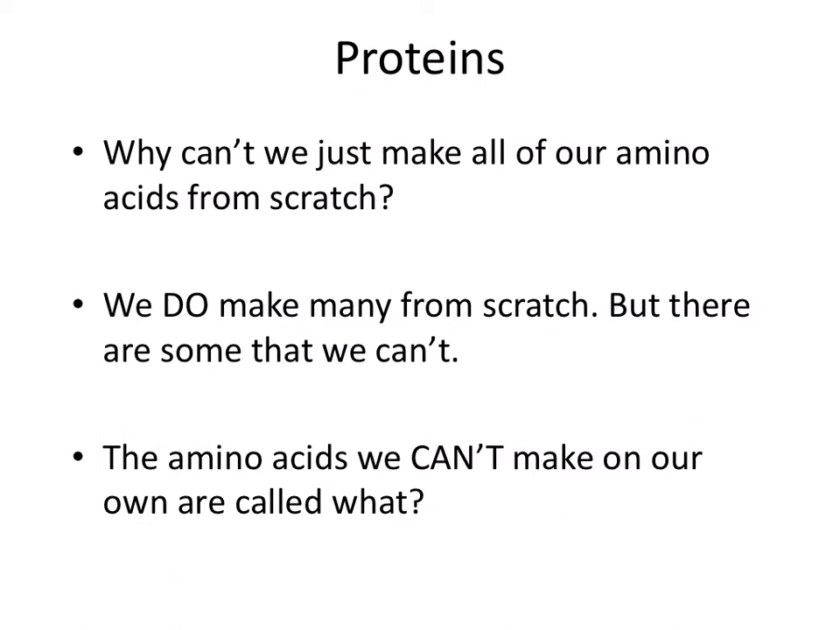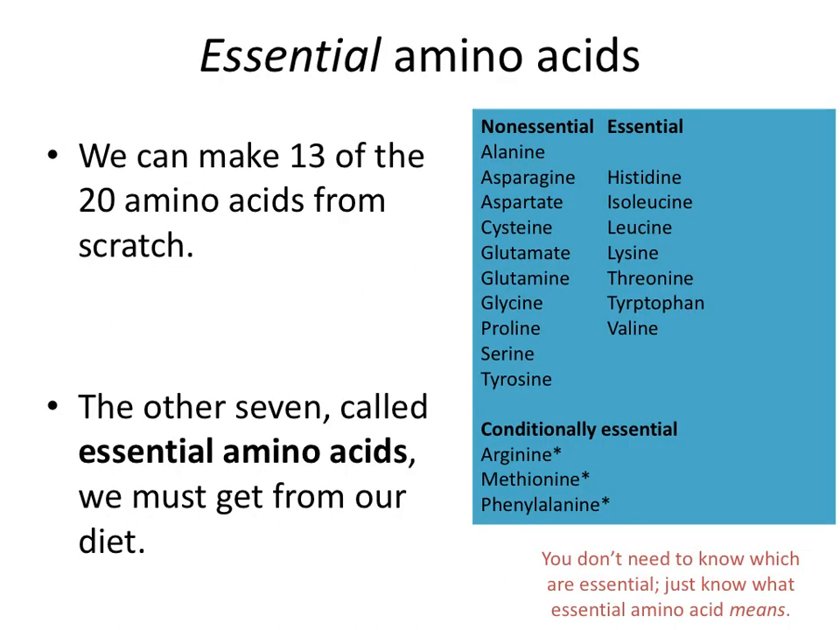So there's some amino acids that we make in our bodies. But there's some we actually have to eat, that we have to find elsewhere. So amino acids that we can't make in our bodies or cells can't make are called essential amino acids. And here's a list of them.